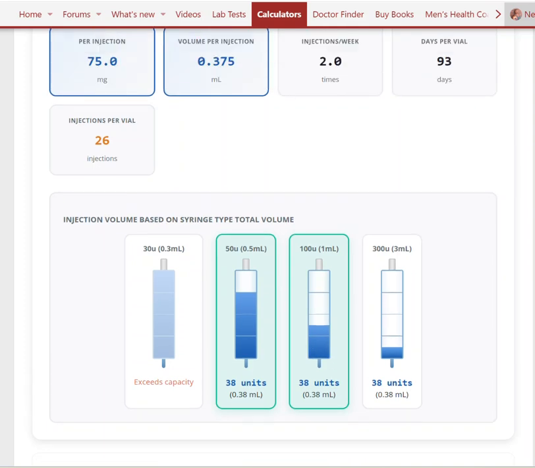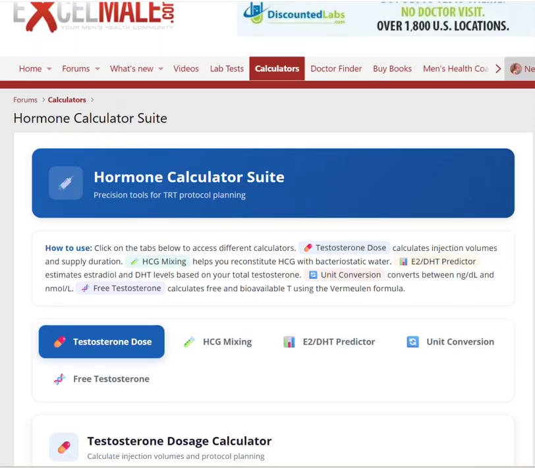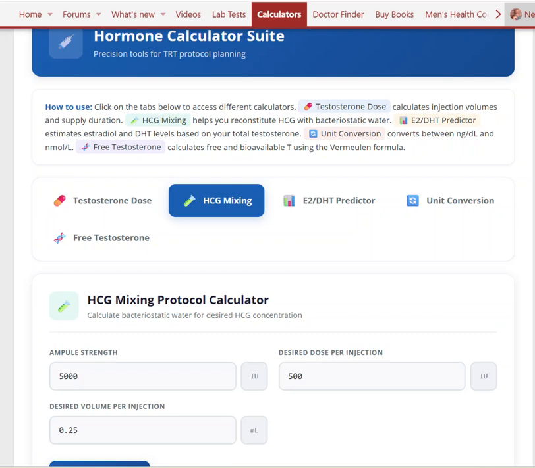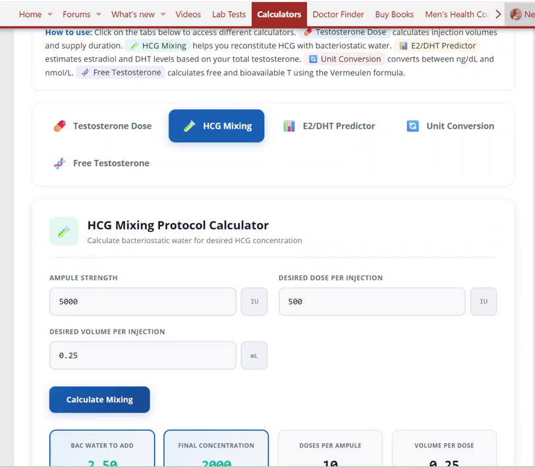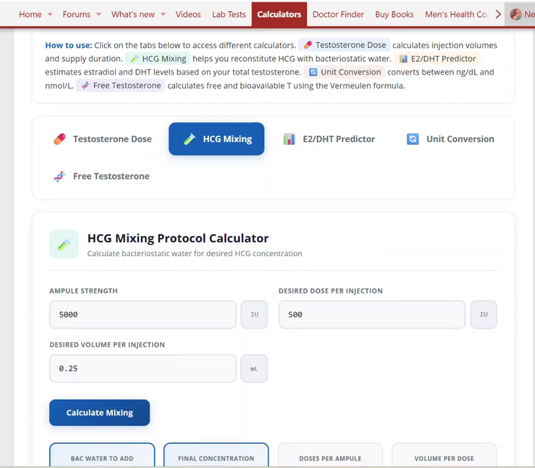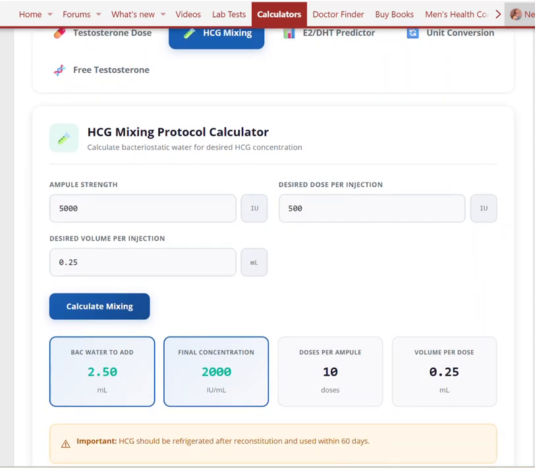Okay, so this is the most common question I get on ExcelMale.com and also on the testosterone replacement Facebook group that we have, also 52,000 guys there. Anyways, the HCG mixing is a little bit different because HCG is provided in a powder along with bacteriostatic water in a separate bottle. So the ampule or the vial strength, 5,000 is not uncommon, but you can choose anything. You can type it in, or usually some companies sell only 2,500, etc.